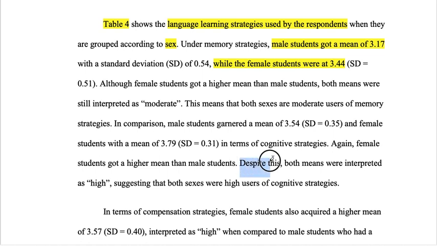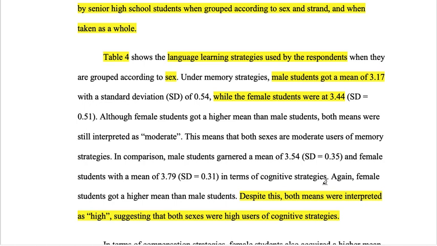Despite this, take note that as the writer or as the researcher, you are to put implications about your data. So despite this, both means were interpreted as high, suggesting that both sexes were high users of cognitive strategies. Wow. So amazing discussions here. I hope that you will follow this in writing your results and discussion, as well as in writing your data commentary during the examinations. Okay?